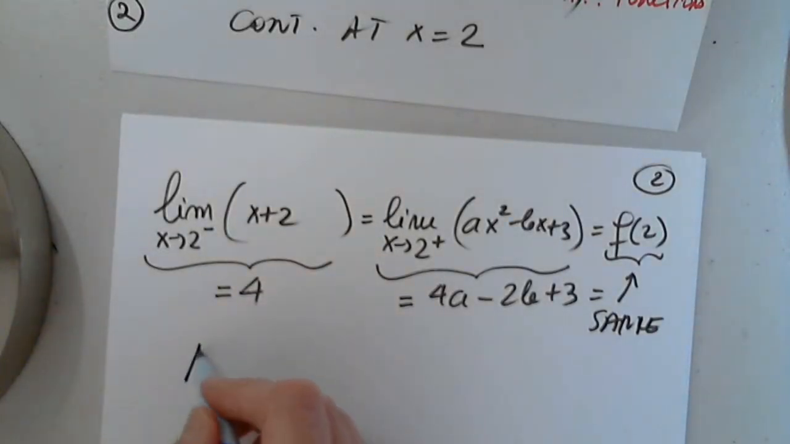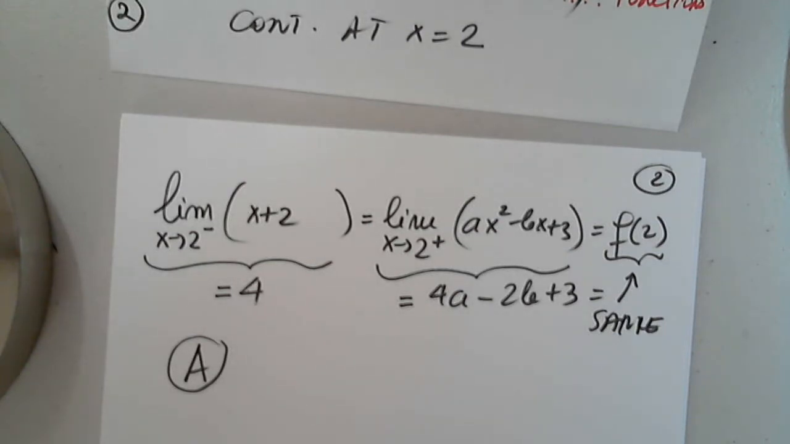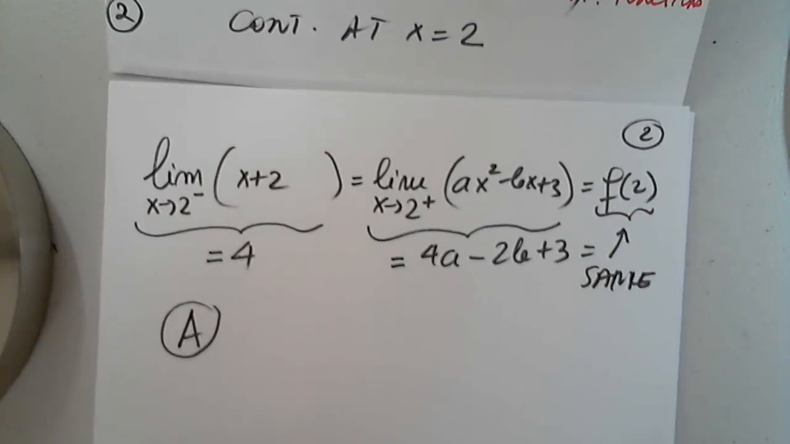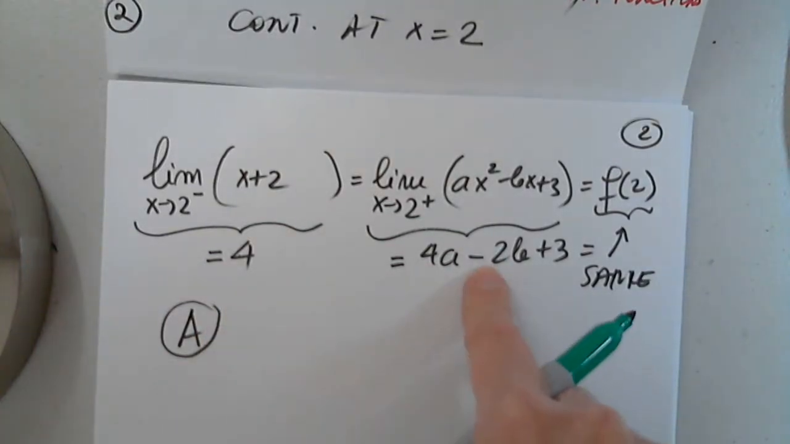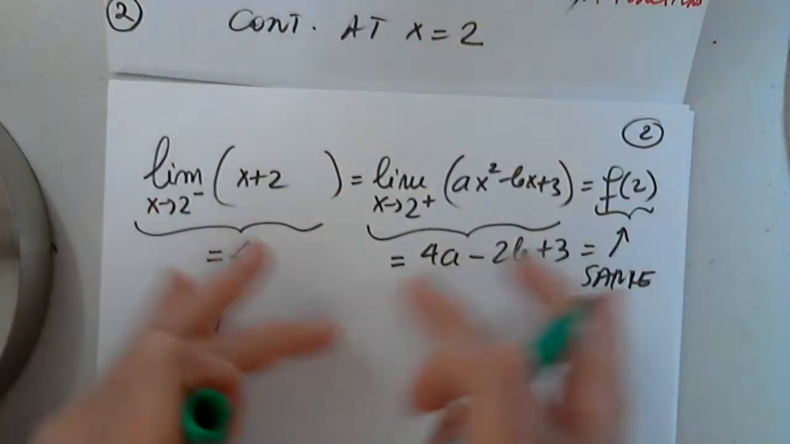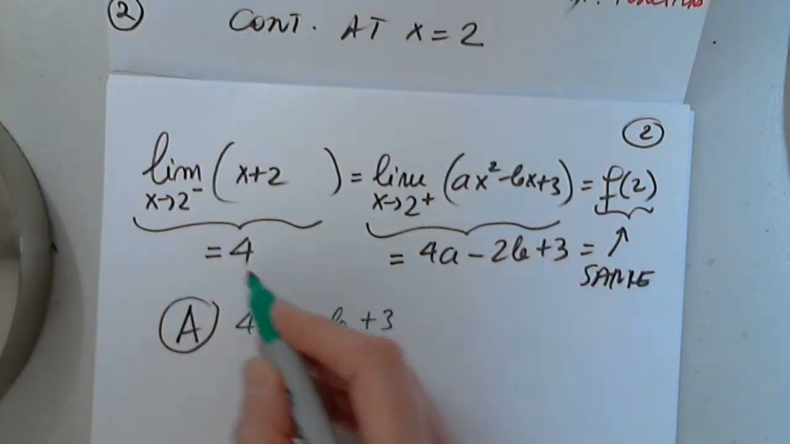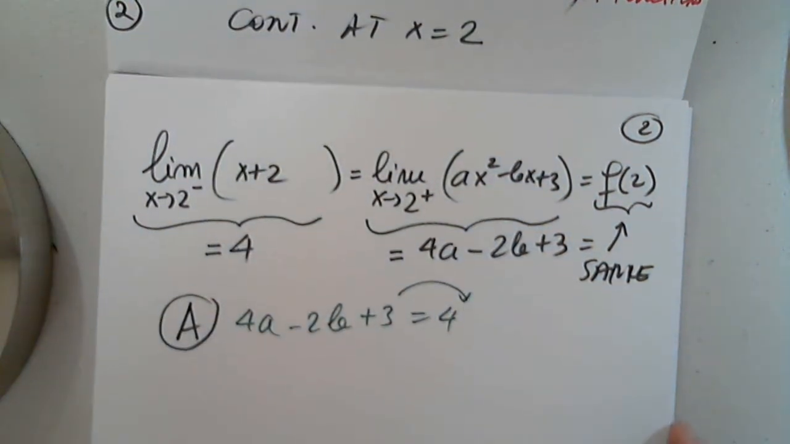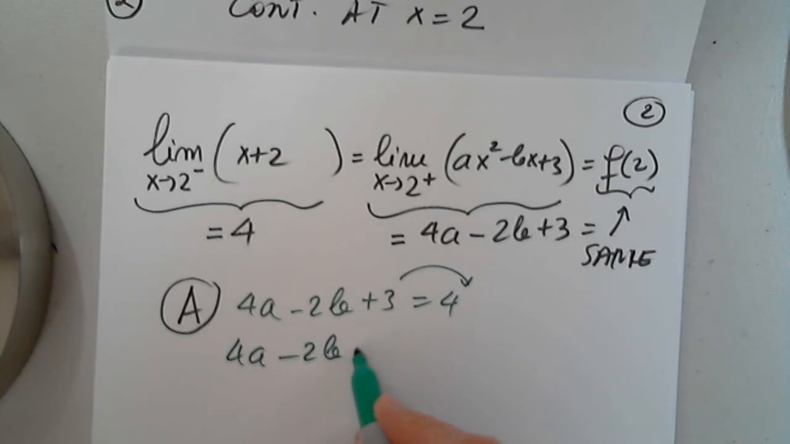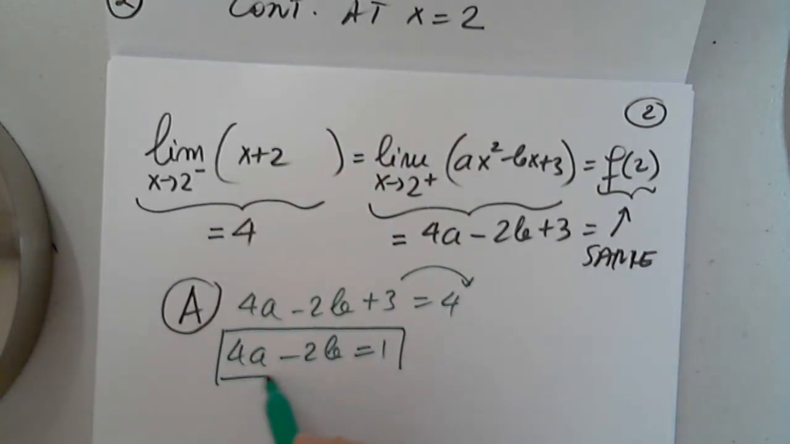So now I'm going to call this equation A. Can anyone give us the equation A that makes this function continuous at 2? What do I have to write to make this function continuous at 2? Set 4 equal to 4a minus 2b plus 3. Exactly. They have to be the same. So I found my first equation, 4a minus 2b plus 3 must equal 4. Of course, I'm going to move 3 to the other side, and I have 4a minus 2b equals 1. This is my first equation.